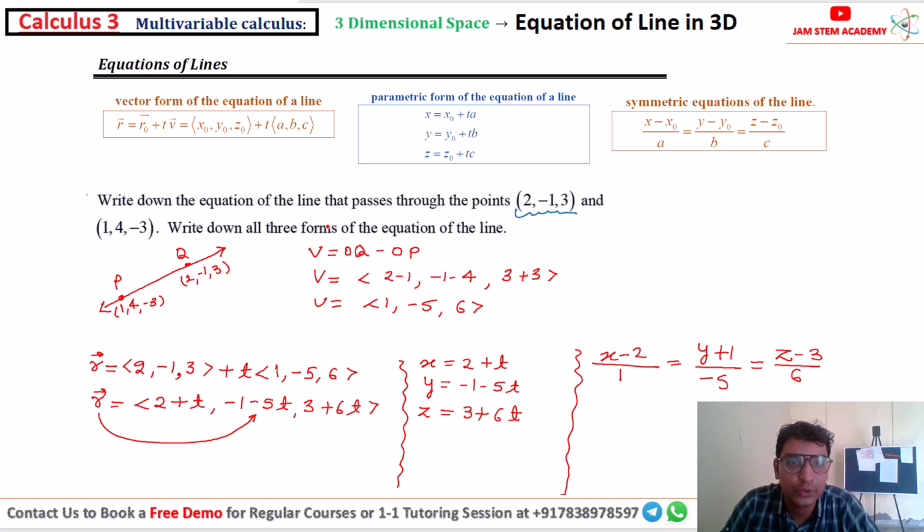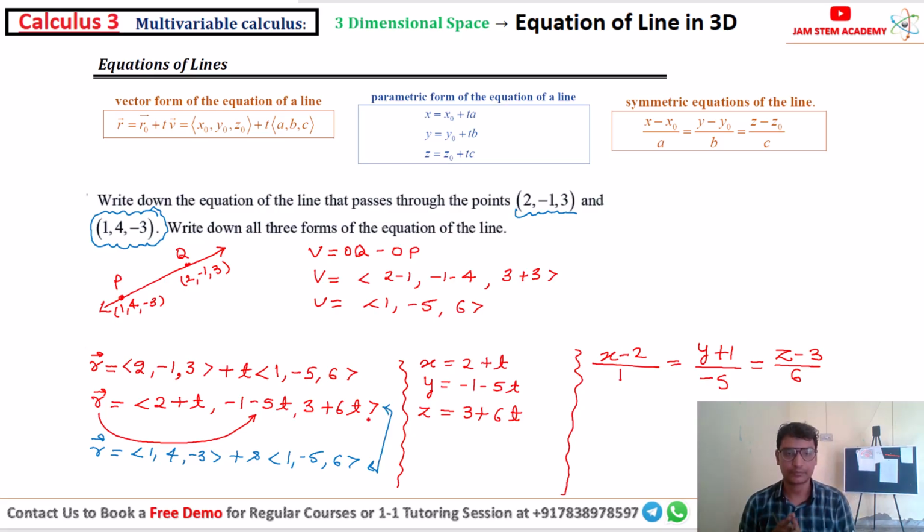But what if I choose my point as 1, 4 and minus 3? Then I will get another representation for the same line. Okay, r vector is going to be equal to what? This time I have to choose 1, 4 and minus 3. So 1, 4, minus 3 plus t, or let's use some other number, say s. Okay, you can also take t, that's fine. 1, minus 5 and 6.